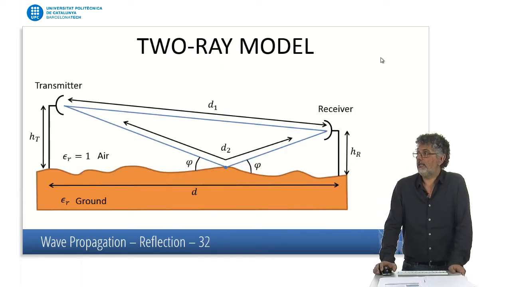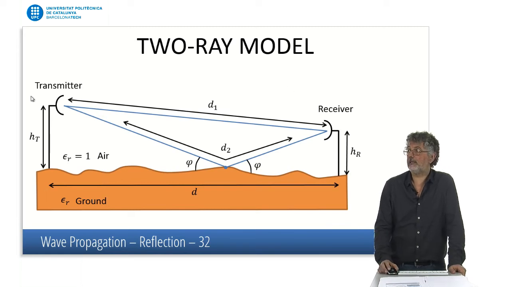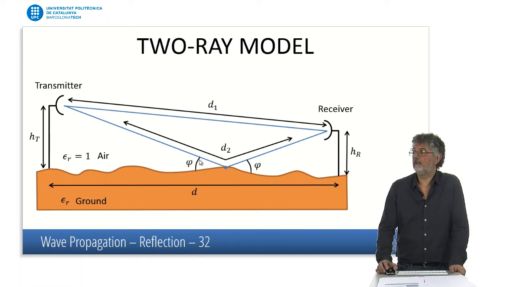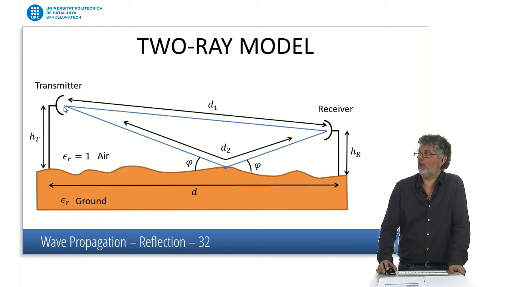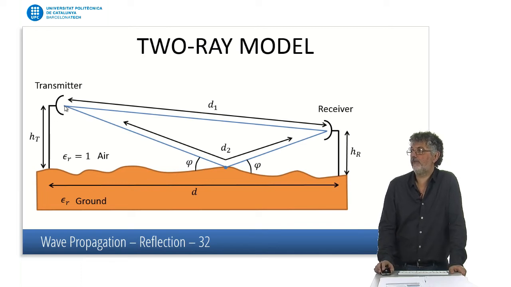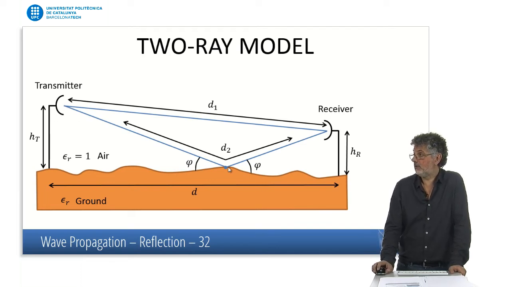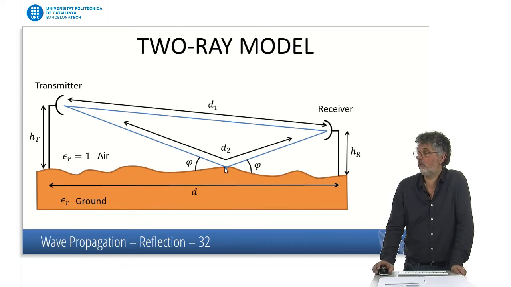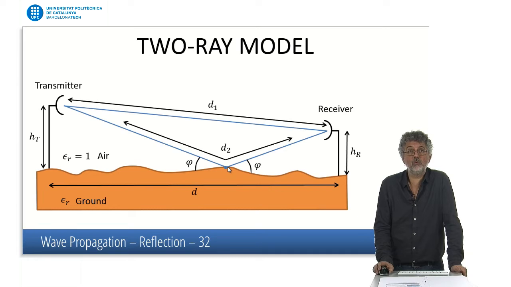Okay, so let's see what happens now when we have a transmitting antenna and a receiving antenna. And of course, they have to be over the ground. So, we'll have a direct path with a distance d1, and then we'll have a reflection on the ground. That wave will travel a different distance, d2, and of course, that wave will be reflected according to our reflection coefficient.